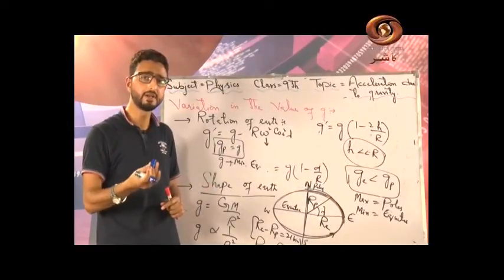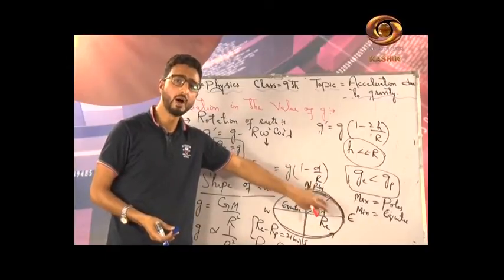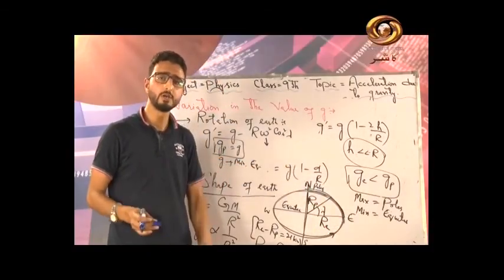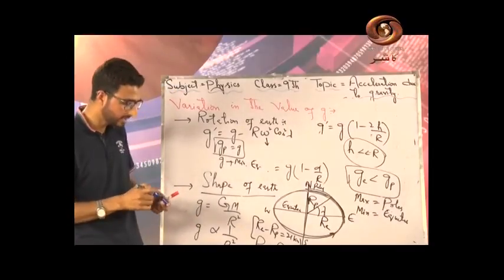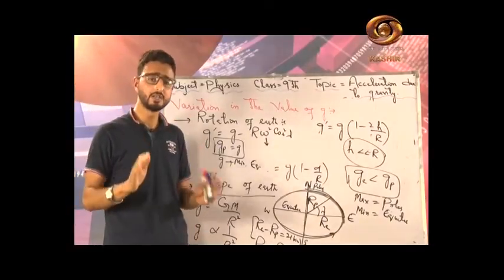Once again I will repeat the question. Where will it be profitable to purchase 1 kg sugar? Your options are equator, poles, 45 degree latitude, 40 degree latitude. You think about it and give me the answer. So these were some of the factors upon which small g depends.